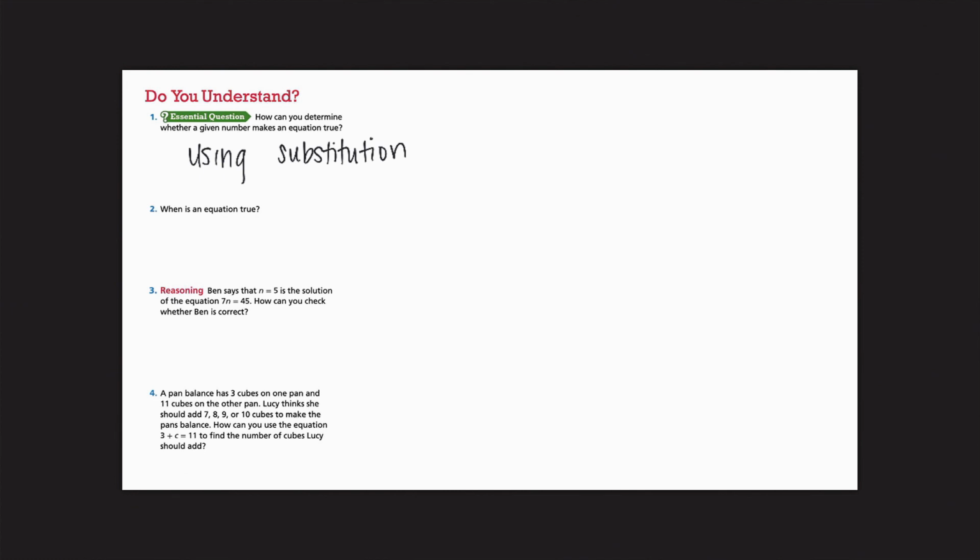Okay, when is an equation true? An equation is true, so let's say we have 2 plus x equals 13. An equation would be true when this value, sorry, you probably can't see that on the screen, when your x value makes it have a correct response. So x would be 11. This would be a true solution. Okay.